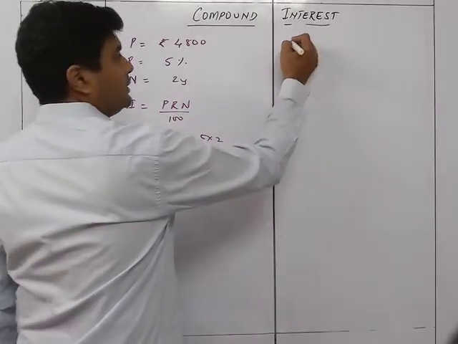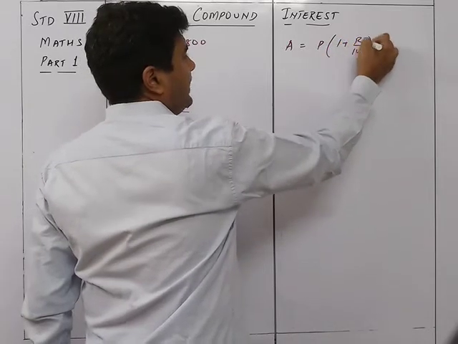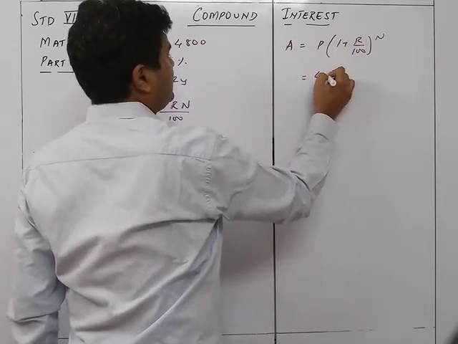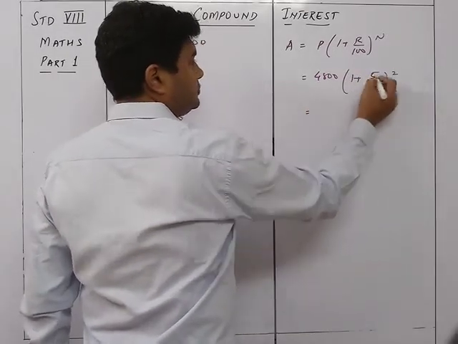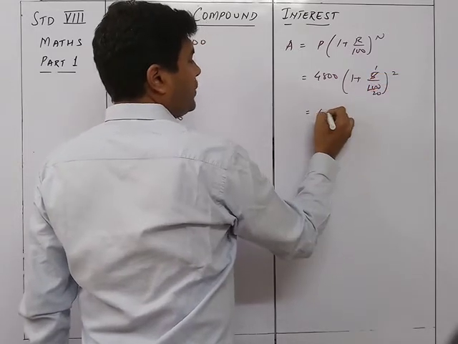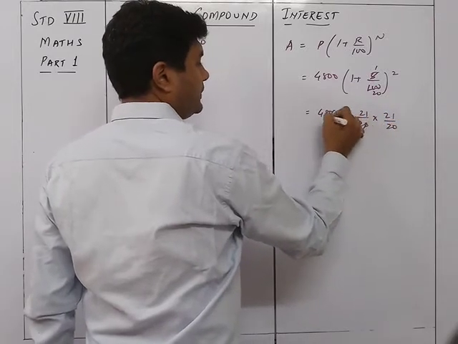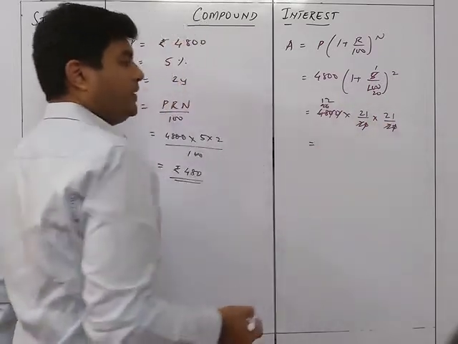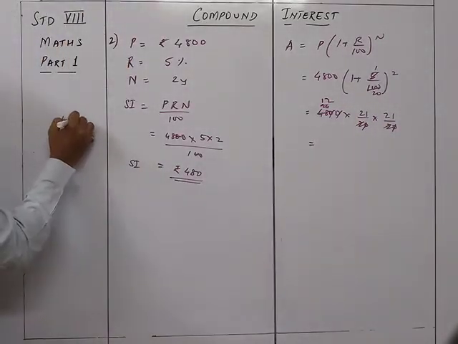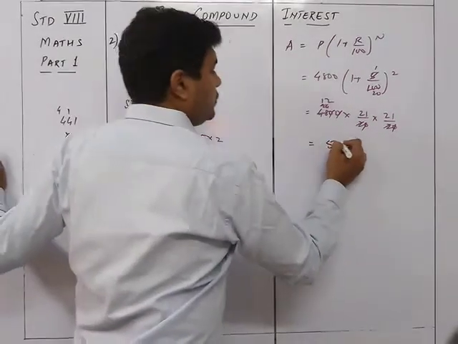Whereas in case of amount, we know that it will be P into 1 plus R upon 100 raised to n. So that will be 4800 into 1 plus 5 upon 100 raised to 2. So you can cancel this as 20. So it is 4800 into 21 upon 20 into 21 upon 20. 20 cancels into 24 and then 12 cancels here. So 21 into 21 is 441. So 441 into 12. 12 ones are 12, 12 fours are 48, 49, 48, 52. So that will be 5292.